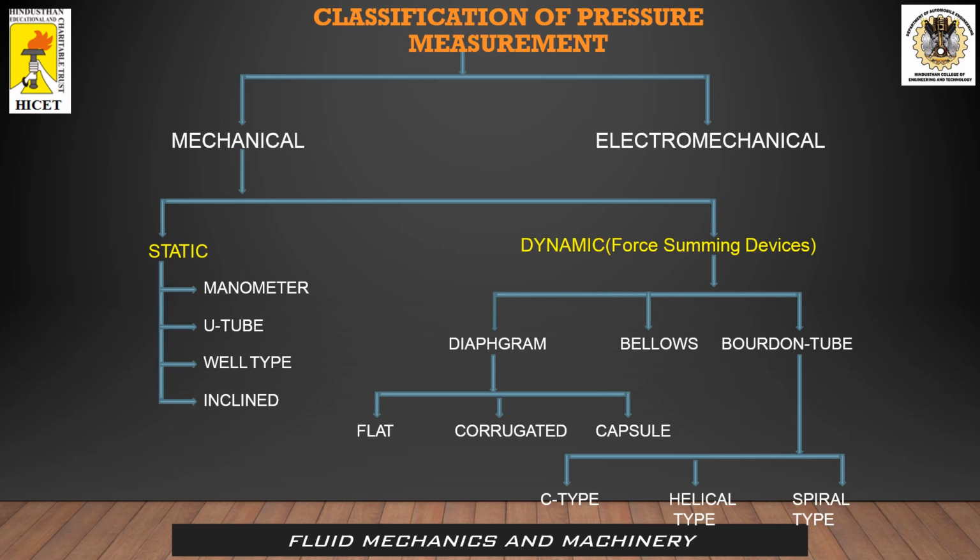The diaphragm type can be further classified as per its construction as flat diaphragm, corrugated diaphragm, and capsule diaphragm type. Similarly, the Bourdon tube can also be classified based on its construction as C-type Bourdon tube, that is the basic type, helical type Bourdon tube, and spiral type Bourdon tube.